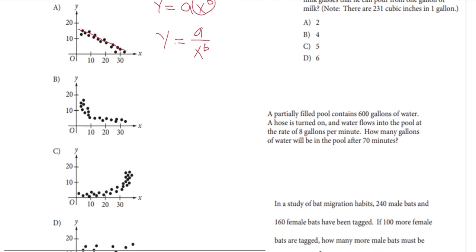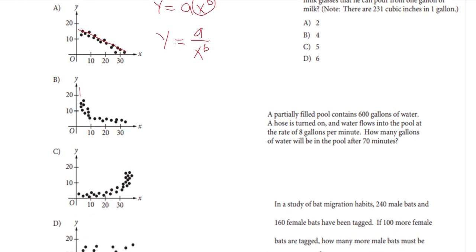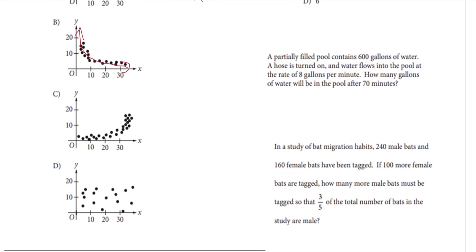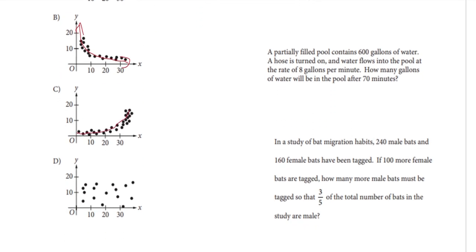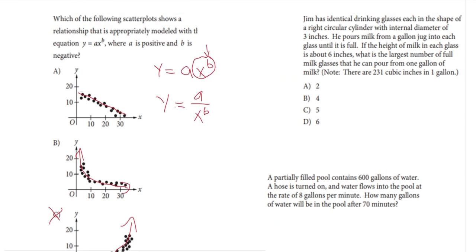If we look at B, B is sort of exponential, there's a curve to it, and it's decreasing, so it could be B. C is exponential, but it's increasing, so it can't be C. And then D has no association to it, so it can't be D either. So the only answer choice that makes sense is answer choice B.